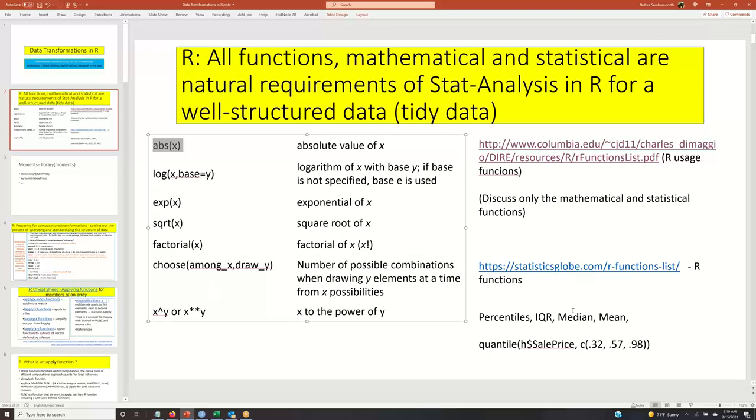There are also statistical functions. The basic statistical functions I'm highlighting here: percentiles, interquartile range, median, mean, and here is an example code. For example, how do I get the percentiles? They are computed in R using a function called quantile. Okay, so I sometimes use actual data sets to explain.